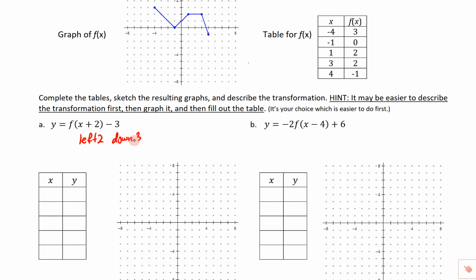So let's just take these, and what that means is we're going to take each x coordinate and move it to the left.